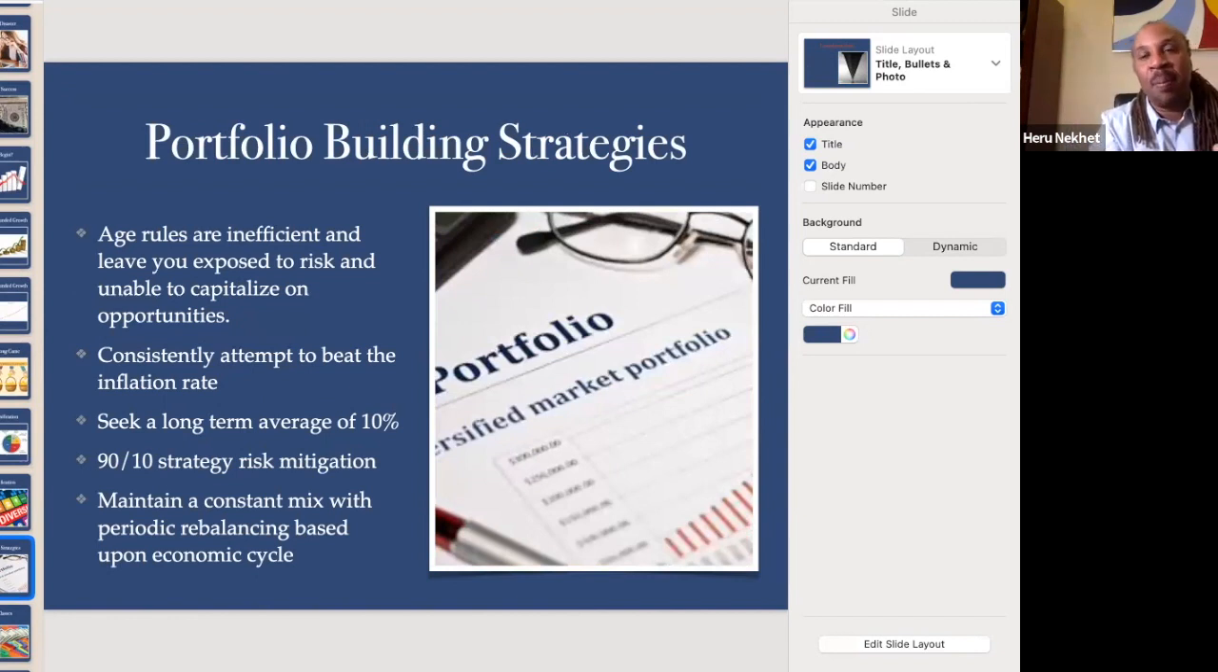Now, I know a lot of people have heard about these age rules, right? They say when you're a certain age, you should have 60% equities and 40% fixed, meaning 60% stock market, 40% bonds. And then when you get to another age, you should have 40% in equities and 60% fixed. The problem with that is during certain cycles, you leave a lot of money on the table. If you have a fixed portfolio, but the economy is constantly changing, and you only made that decision based on your age because you think it's too risky, it's only risky when you don't understand what's going on.